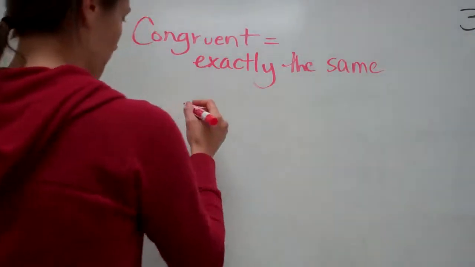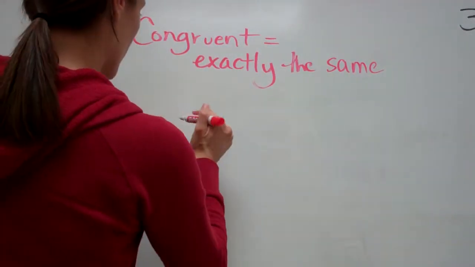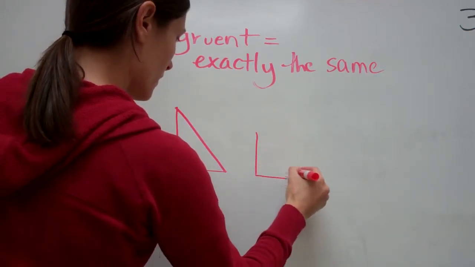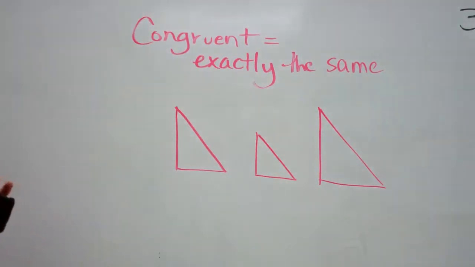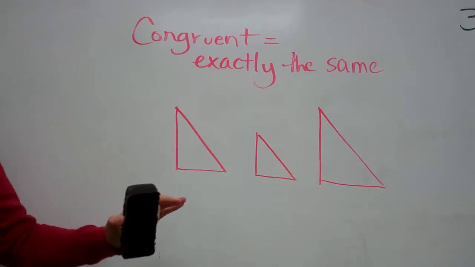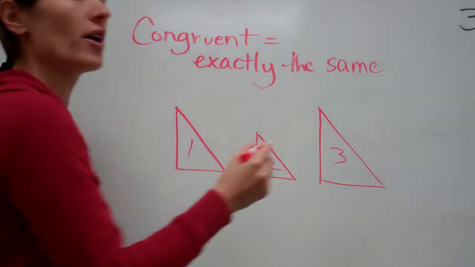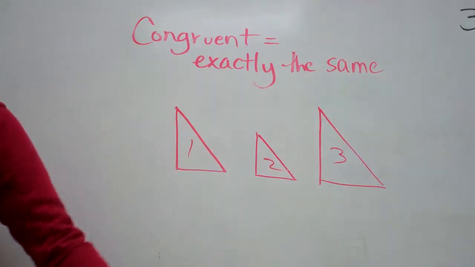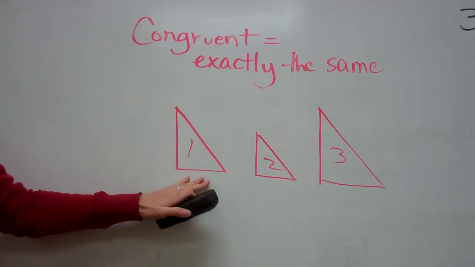Okay, now. Oh, I already messed up. I know which ones are congruent. Okay, now I did my very best, so I'm not a perfect person. So, which ones are congruent? Let's label them 1, 2, and 3. Congruent means exactly the same. 1 and 3. I did my best to make 1 look like 3.